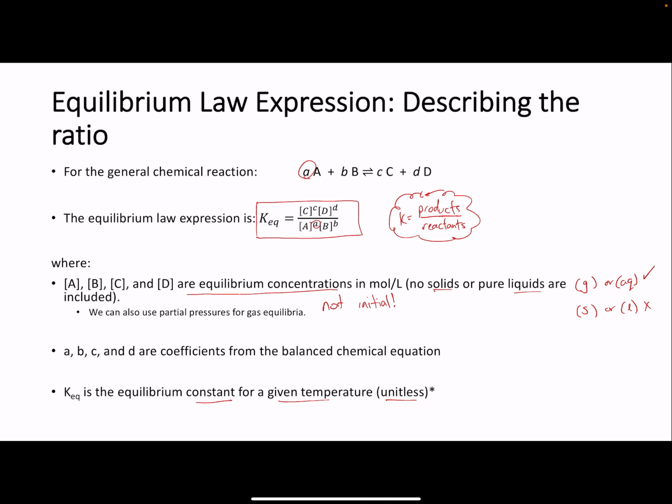That means if the temperature changes, K changes. We don't know if it's up or down. That depends on the reaction. With gases versus solids, there's a bunch of different factors that affect that ratio. So K is the ratio. The product concentrations divided by the reactant concentrations is what the equilibrium law is mathematically.